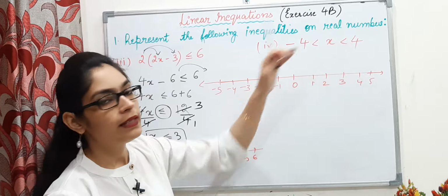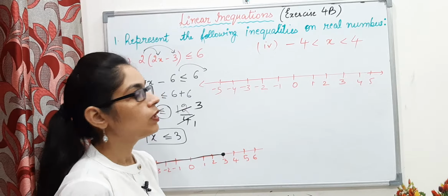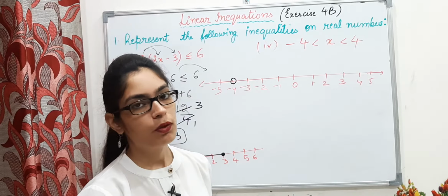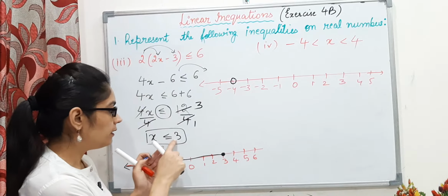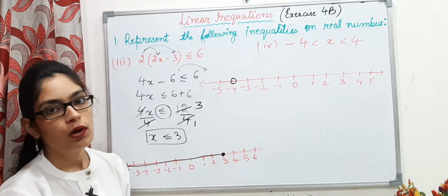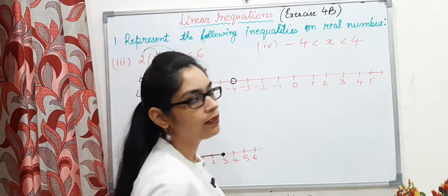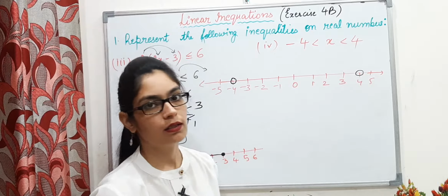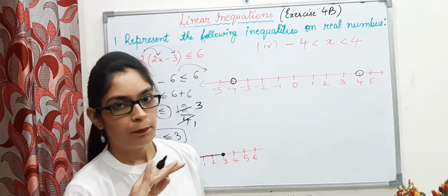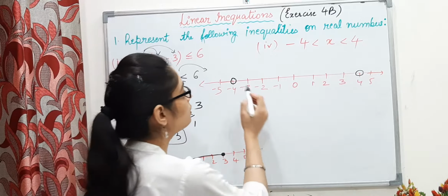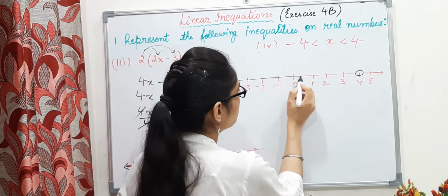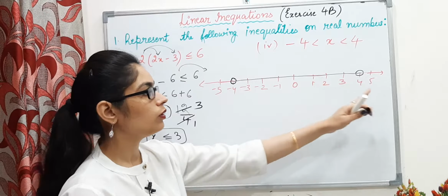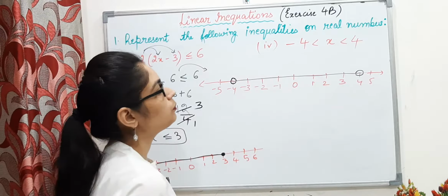So x is greater than minus 4, but what is the sign here? Only greater than. So on minus 4 I will put a small circle, because when the equal to sign like this is not there, then we have to draw only a small circle. Now x is less than 4, here also only the sign of less than, so on 4 also I will draw a small circle. Now since the replacement set is of real numbers, I will just join these 2 points, because for real numbers all the numbers are included from minus 4 to plus 4. So the representation of this point looks like this.